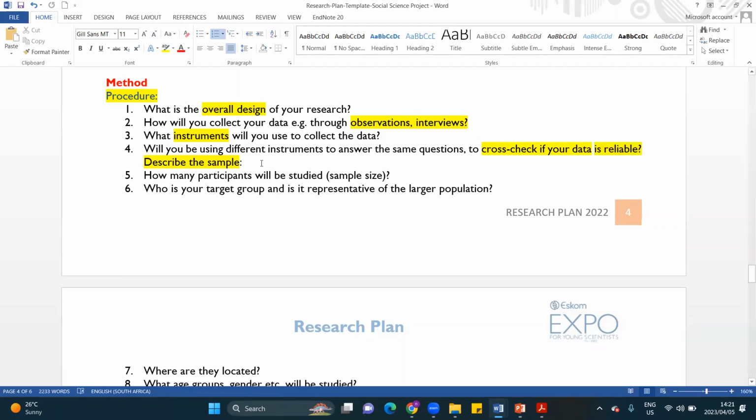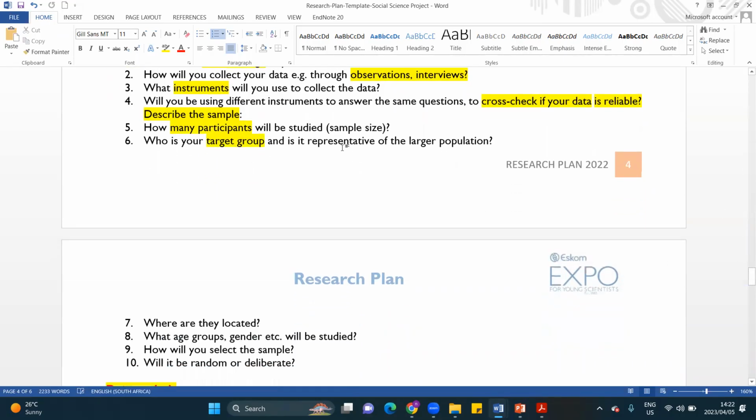Okay. Describe the sample. Very important. When you're doing this research plan, you need to give a lot of thought to the section on the method. How many participants are you going to use? How are you going to select the participants? Is there going to be a specific age group? All right. And then who is your target group? Are you looking at a specific grade? Is it gender only? Maybe you only want to look at females, right?